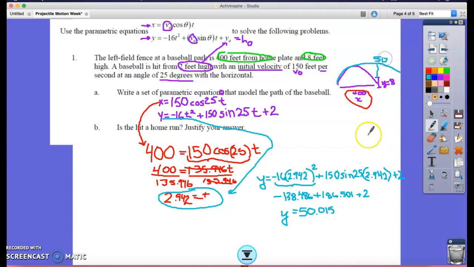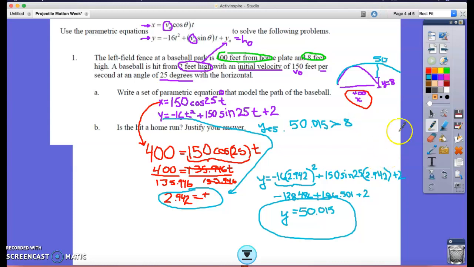So it definitely is a home run. It clears it and then some. This clearly is a very exciting problem here. So yes, it is a home run because 50.015 is way greater than the 8-foot wall.